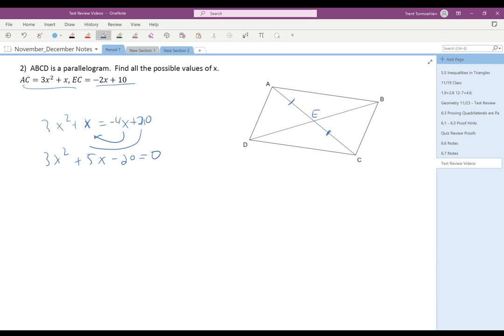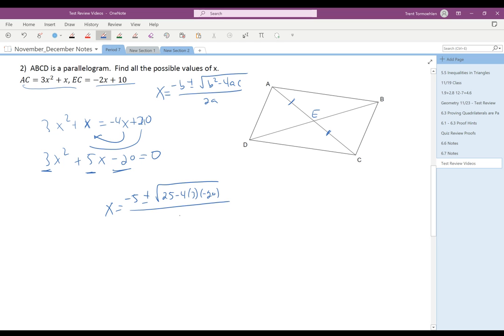So instead, you need to use the quadratic formula. Make sure you remember the quadratic formula. Negative b plus or minus the square root of b squared minus 4ac all over 2a. Remember, a is the coefficient of the x squared term, b is the coefficient of the x term, c is the constant. So it's going to be x equals negative 5 plus or minus square root of b squared is 25 minus 4 times 3 times negative 20 all over 2 times 3. That gives me negative 5 plus or minus square root of, well, this is 265 all over 6.